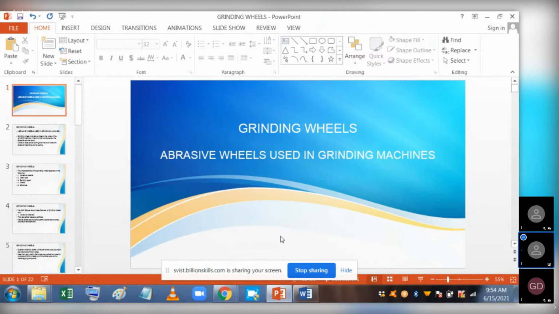I have been discussing the grinding wheels, which are the cutting tool of the grinding machines, like the single point and multiple point cutting tools in lathe and milling. Now we have discussed the different types of grinding machines: the surface grinding machines, the cylindrical grinding machines, the centerless grinding machines, and also the tool and cutter grinder. We have seen the videos of all these machines, how they work, and what the different movements are. And we have studied in the drawings and sketches what the movements in these grinding machines are. Now we are discussing grinding wheels.